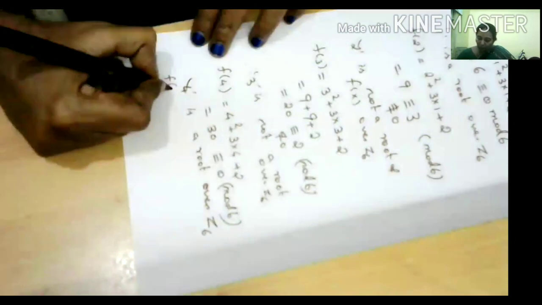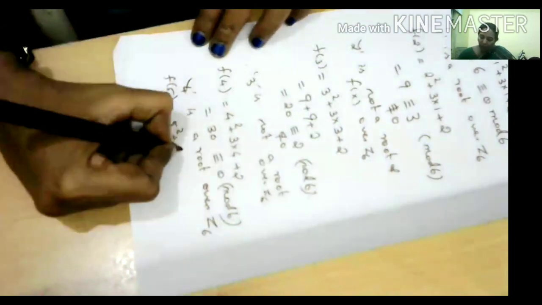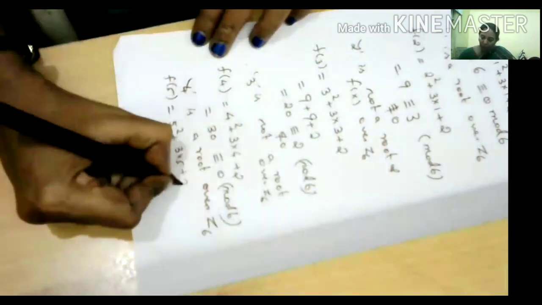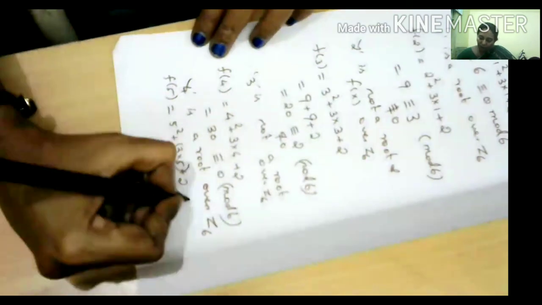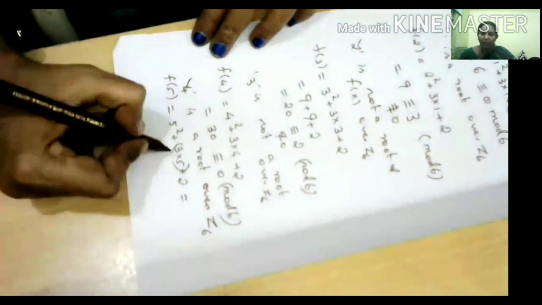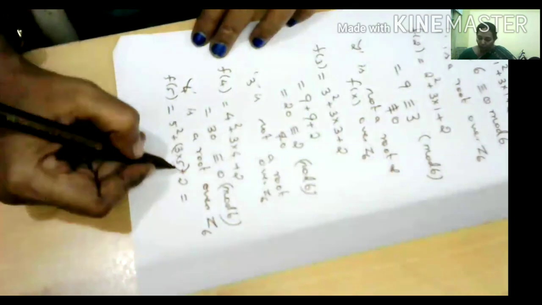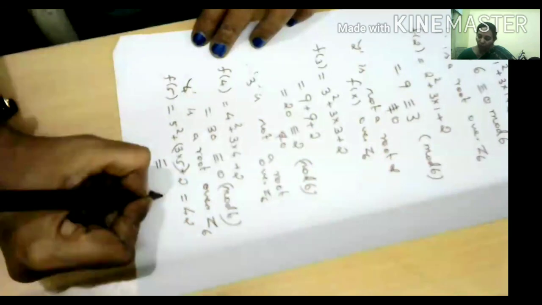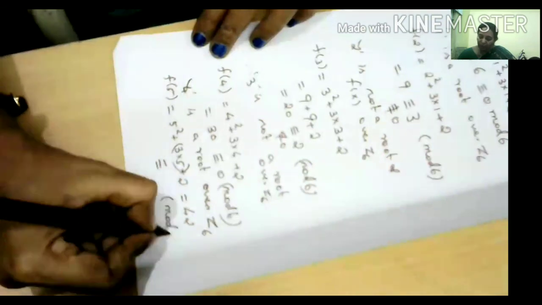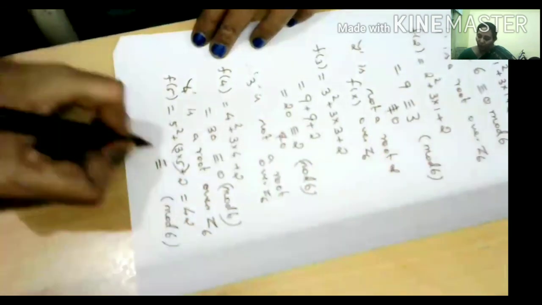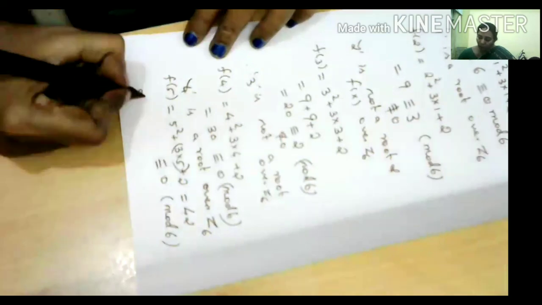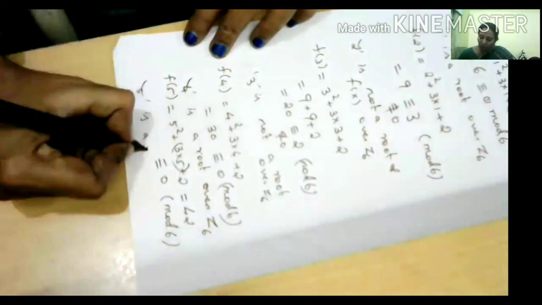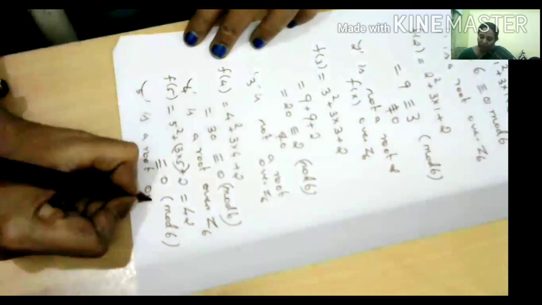One more element, the last element, 5. Find out f of 5: 5 square plus 3 into 5 plus 2. The answer is 25 plus 15, 40, plus 2 is 42. So 42 is congruent to 0 mod 6. Therefore 5 is a root over Z6.